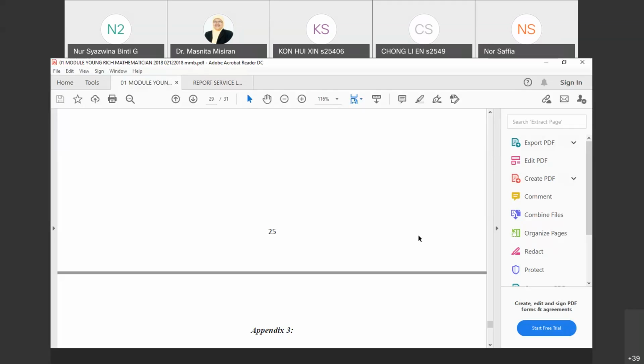Okay, sebelum kita transfer ke report on service learning activity, saya open dulu kepada question dululah in case you want to clarify certain things.